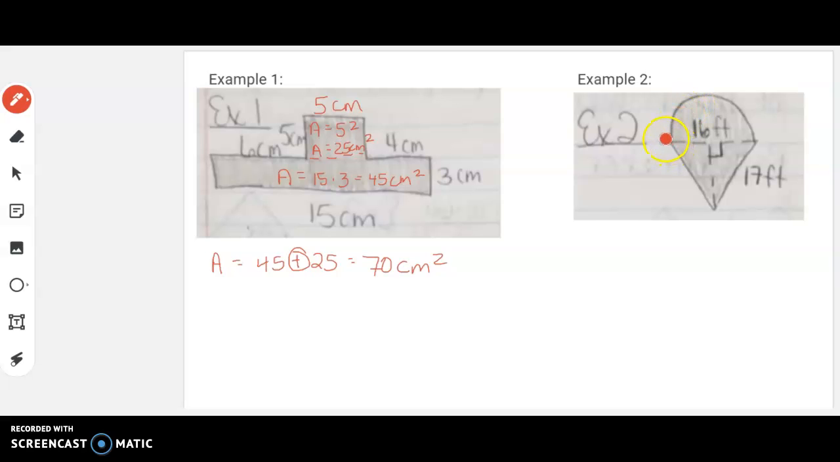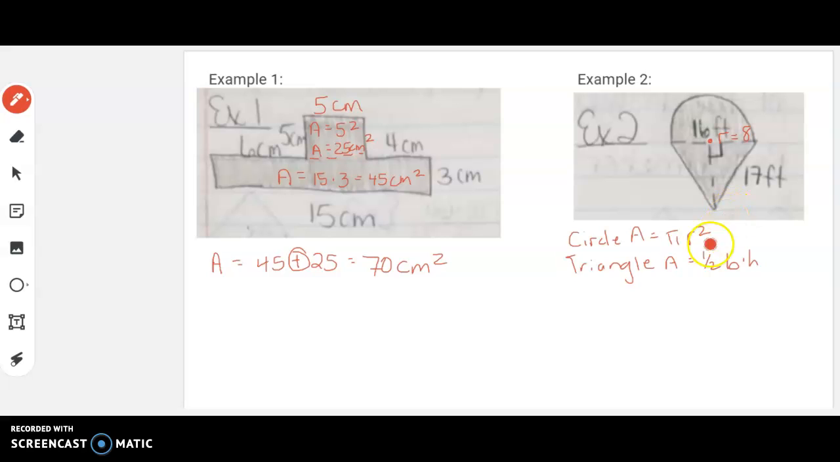Okay, so for example 2, we have our half circle up here and a triangle down here. The circle area is equal to pi r squared, and our triangle area is equal to 1/2 base times the height. So I need the radius. Well, 16 is going all the way across, so that means my radius is equal to 8.